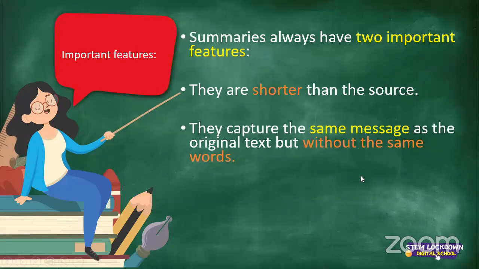Right. So I said the important features of a summary. They won't ask you what the important features of a summary are. I am just telling you guys for you to use this information, not that they are going to ask you what are 2 important features. But you just need to know that when you are writing a summary, it is always shorter than the original text, and it has the same message but without the same words, okay? This is for your own knowledge, not for you to remember for exams, okay?